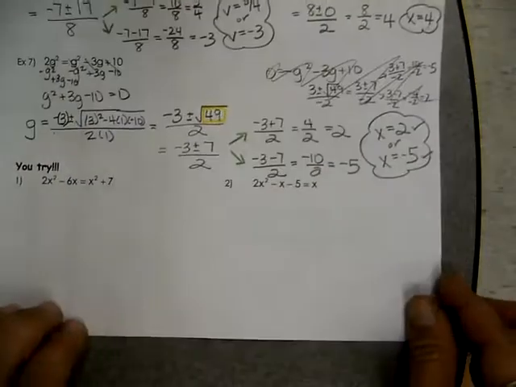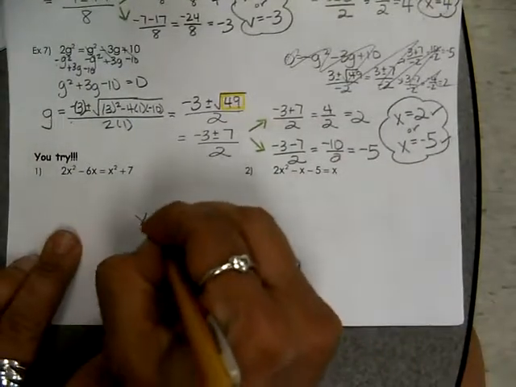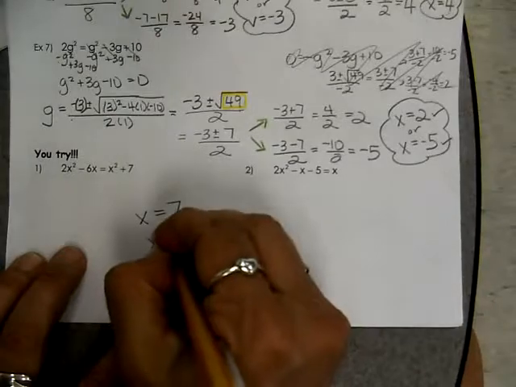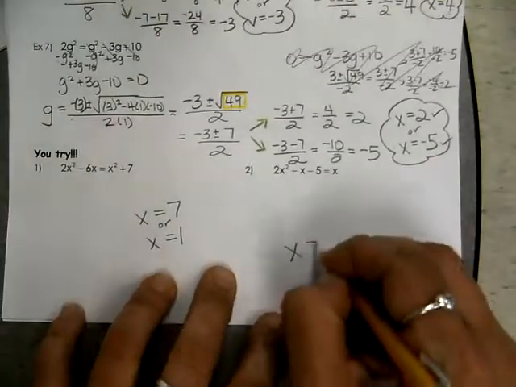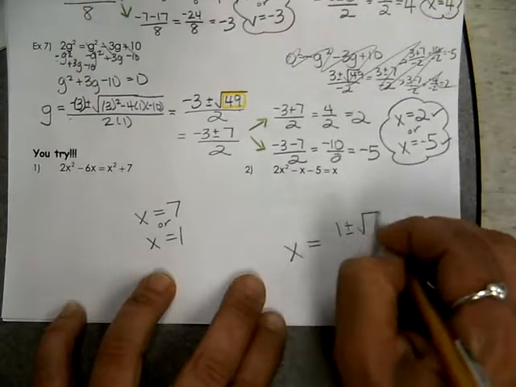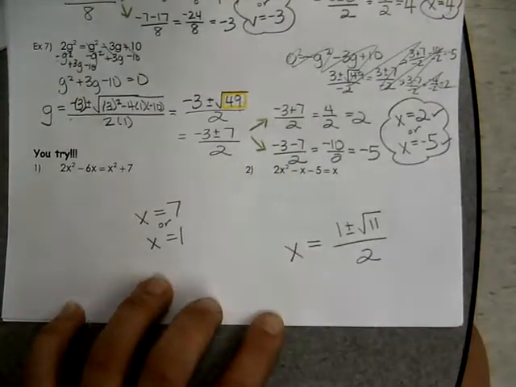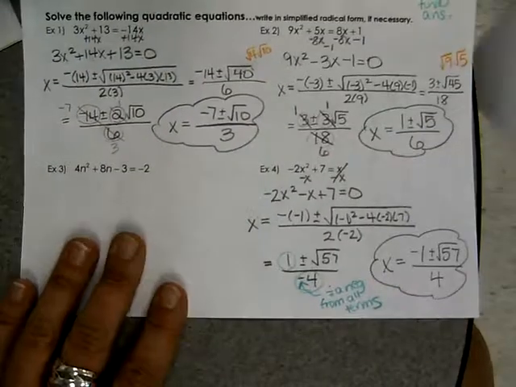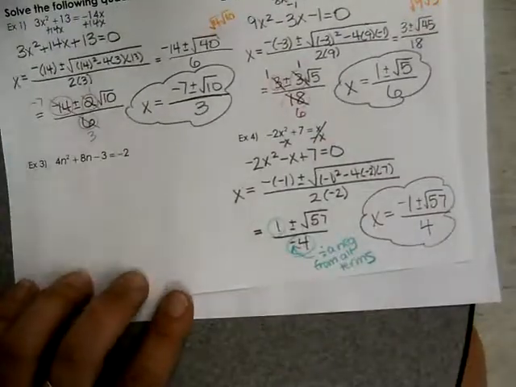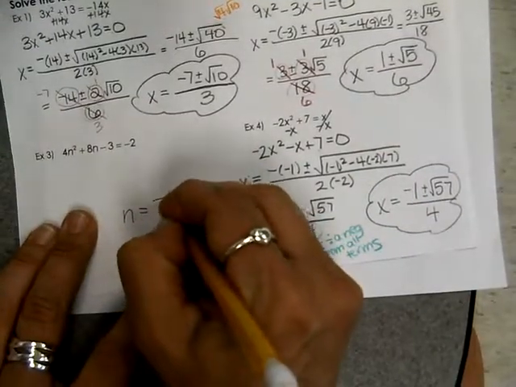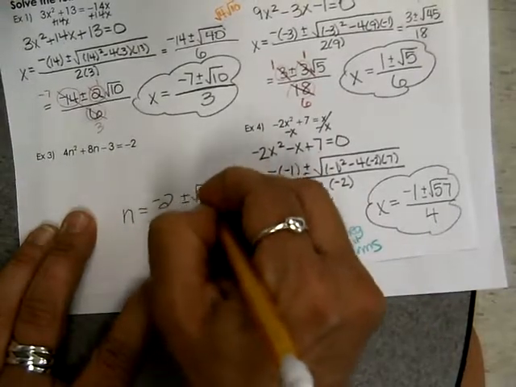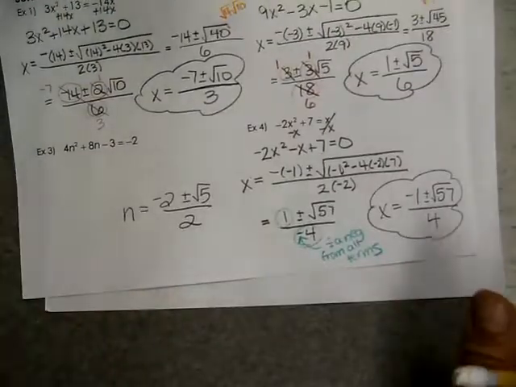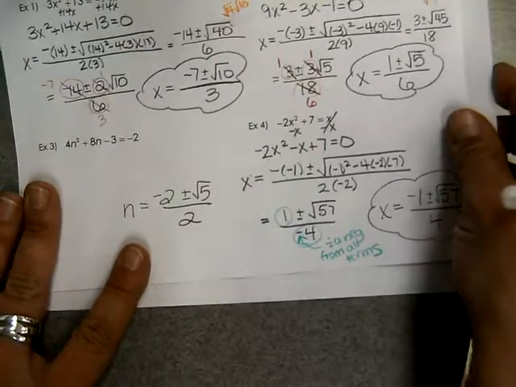The U-try answers are on ePark. In case people worked ahead, the answer to U-try 1 is x equals 7 or x equals 1. And the answer to U-try 2 is x equals 1 plus or minus the square root of 11 over 2. Again, these are worked out on ePark for you. The answer to U-try 3 is also on ePark. That is n equals negative 2 plus or minus root 5 over 2, okay? This hopefully is sufficient to get you guys started on that assignment.